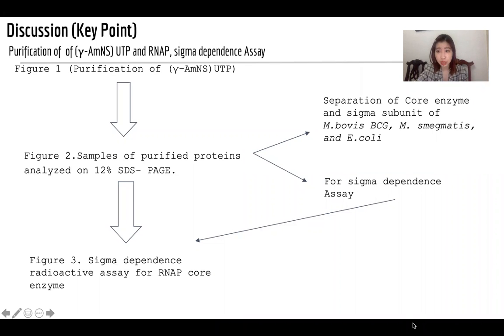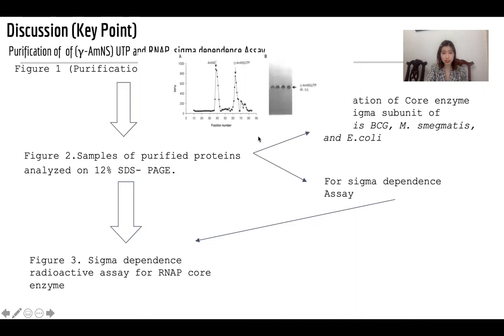And here is a discussion and key takeaways for this paper. As we can see, figures 1 to 3 are mainly about the purification of our target, the gamma-AMS UTP molecule, and our RNAP, and the sigma dependence assay. Figure 1 is about the purification of the gamma-AMS UTP. As you can see, here is a chromatography of that.